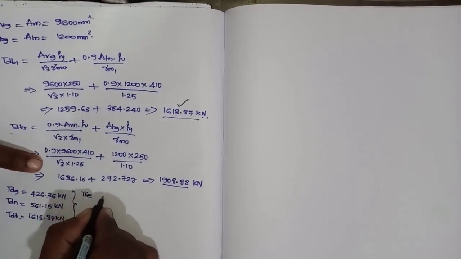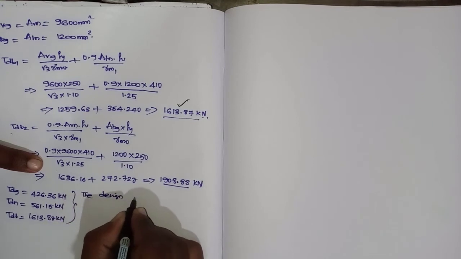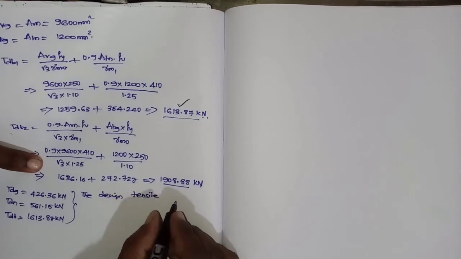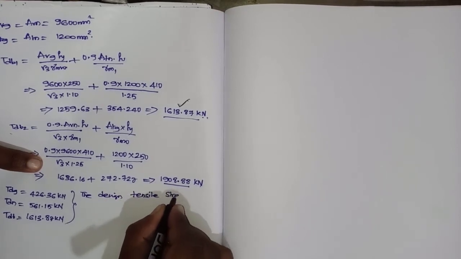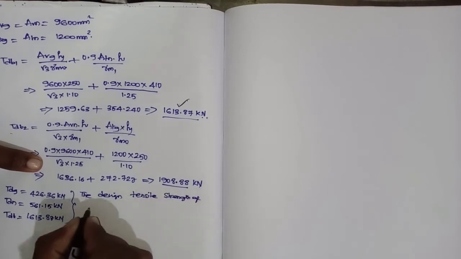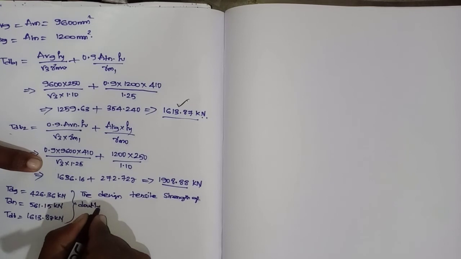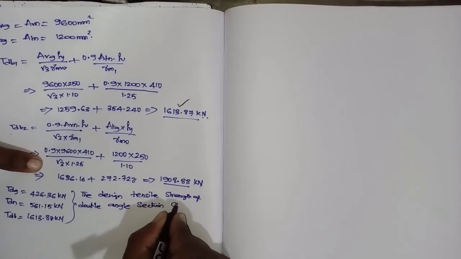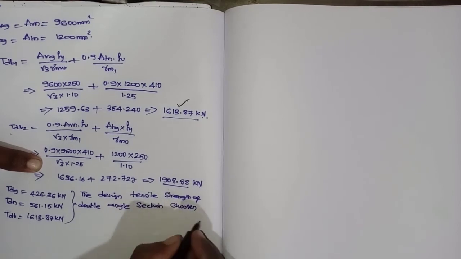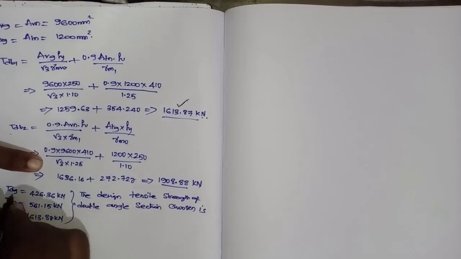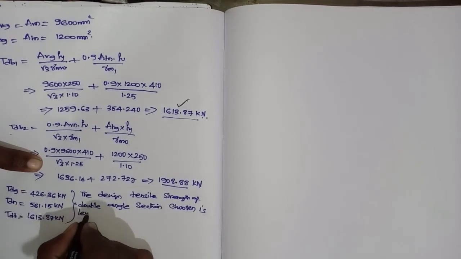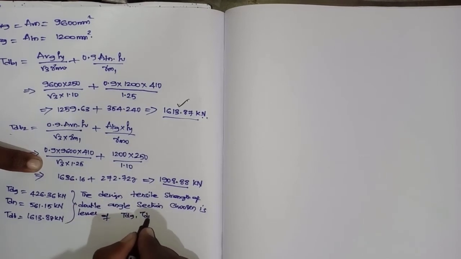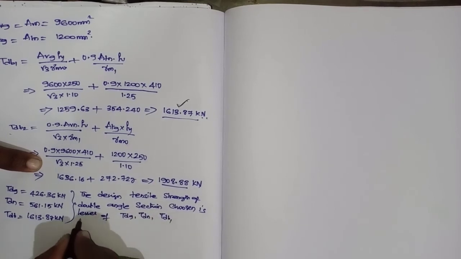Now the design tensile strength, this statement is very much important. The design tensile strength of the double angle section chosen is the lesser of these three values, that is lesser of what? TDG, TDN and TDB.